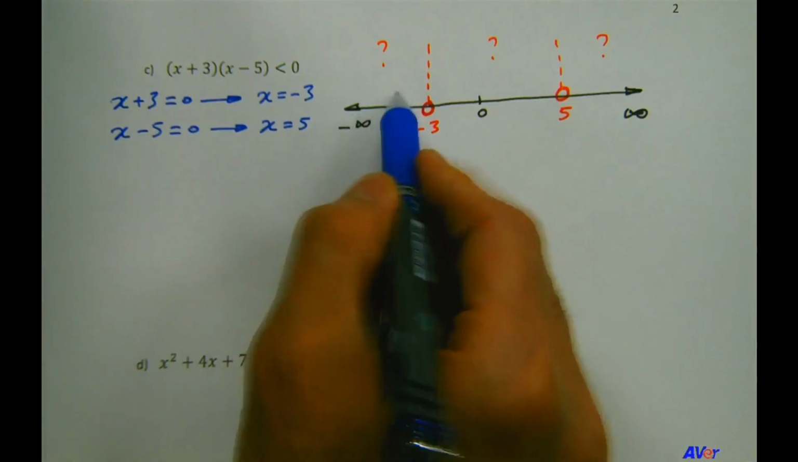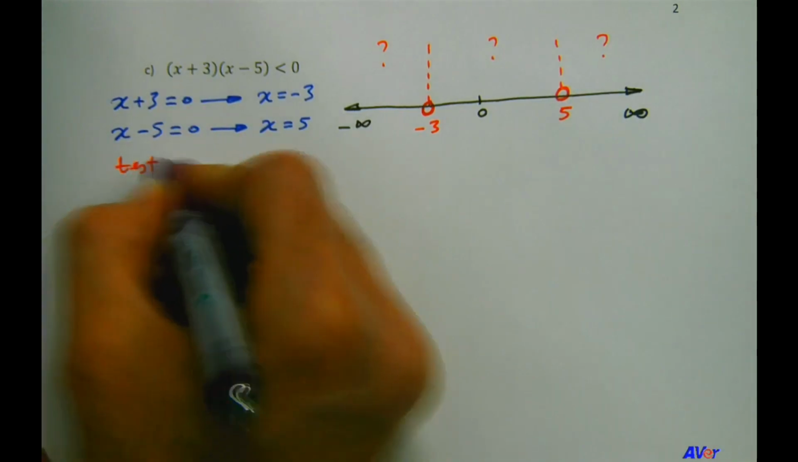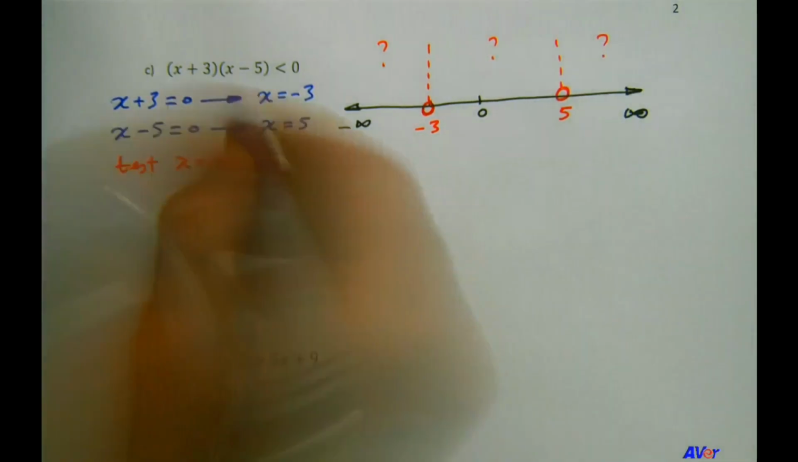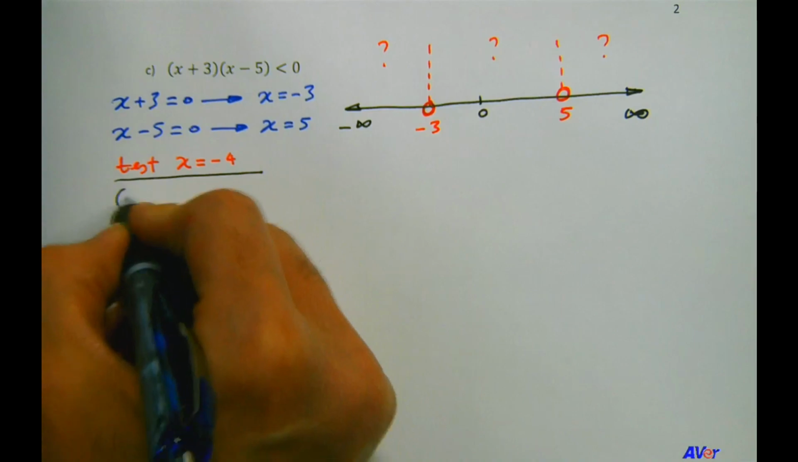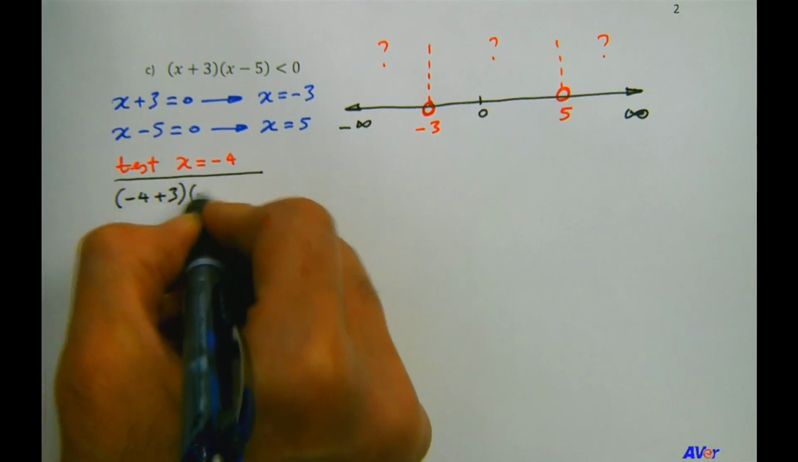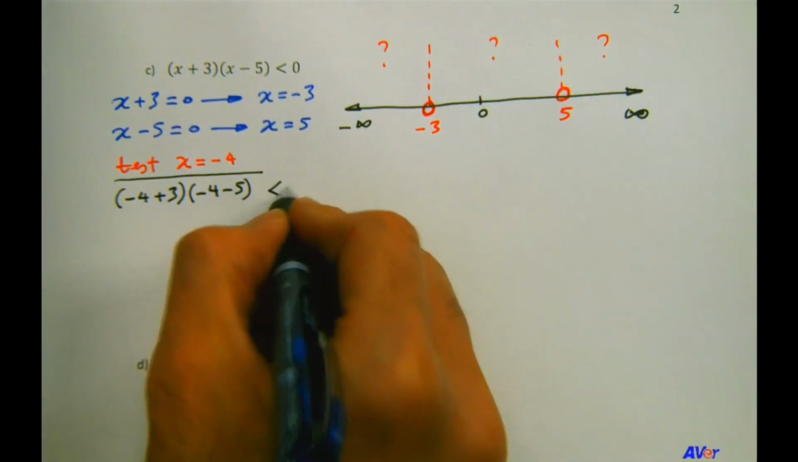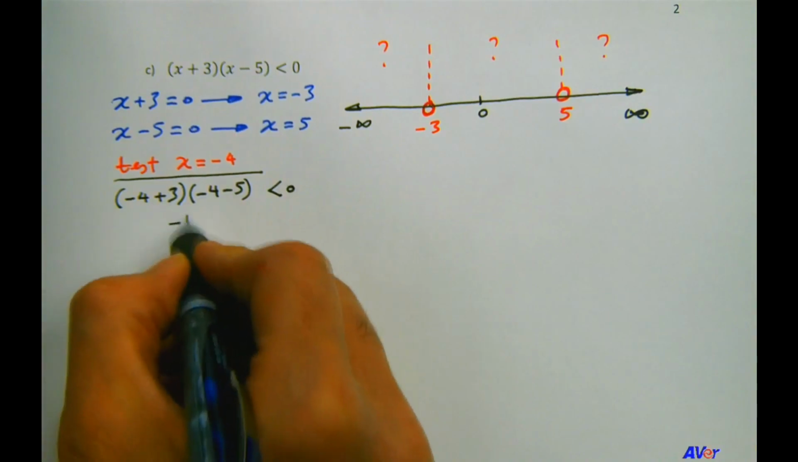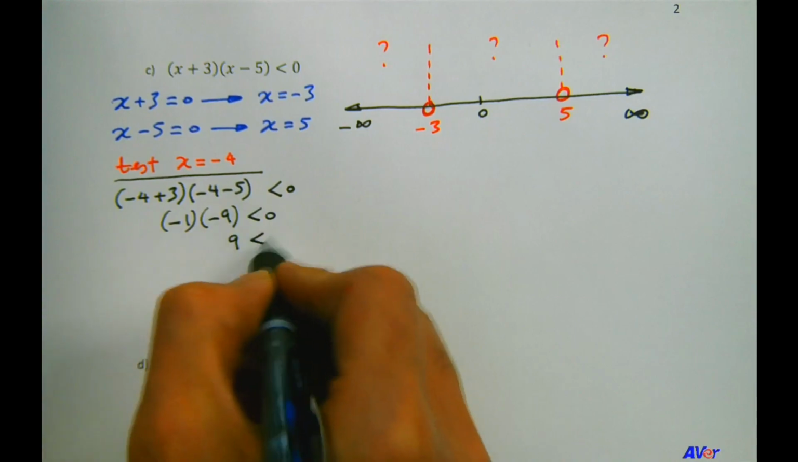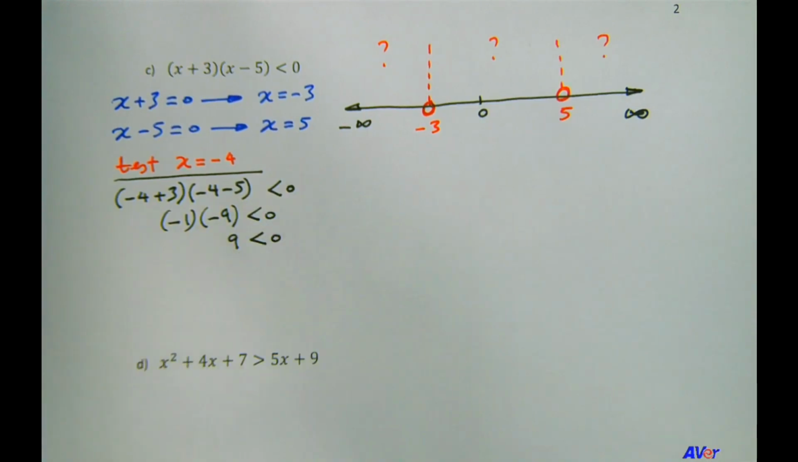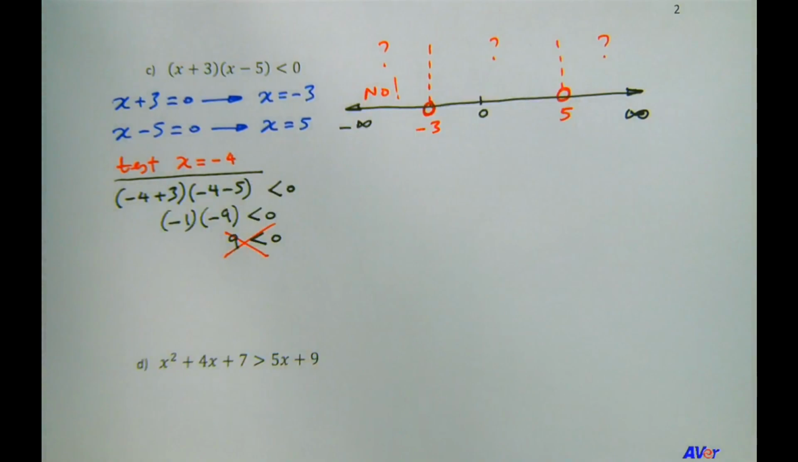All right, let's test this region, some easy number. We're going to test x equals negative 4. I'm going to plug in there, negative 4 plus 3 times negative 4 minus 5. So we have negative 1 from here, negative 9 from here, less than 0, positive 9 less than 0. Is that conclusion valid? No. So this region is not a valid part of the solution.